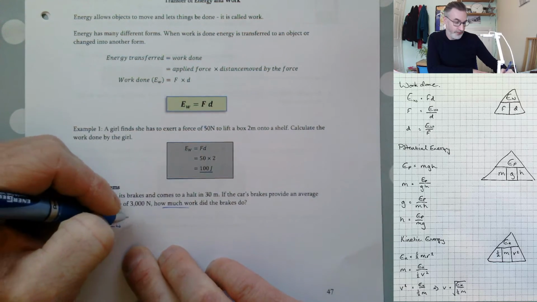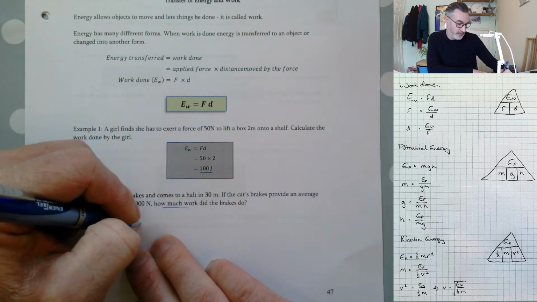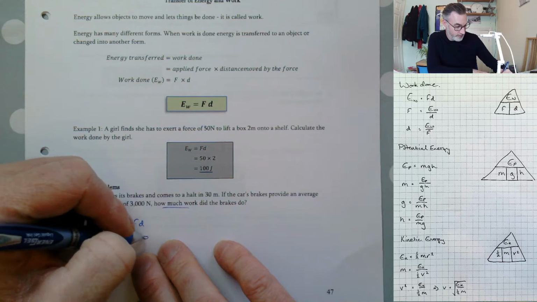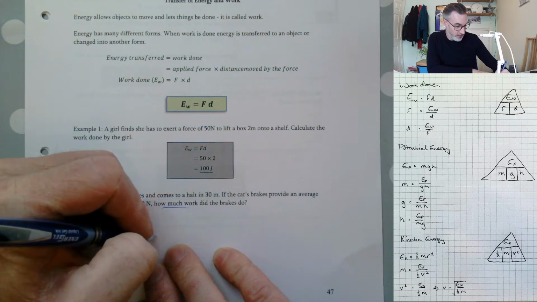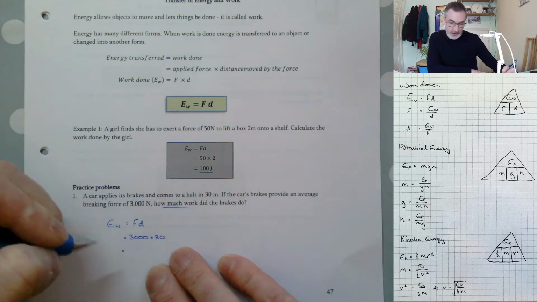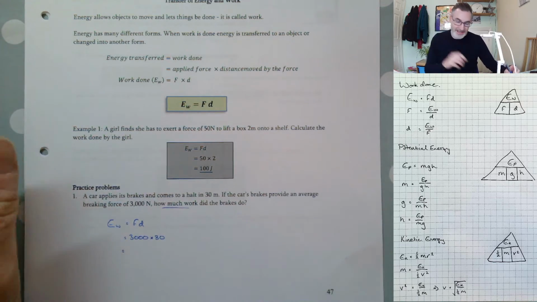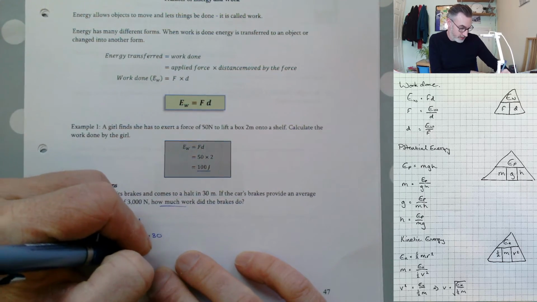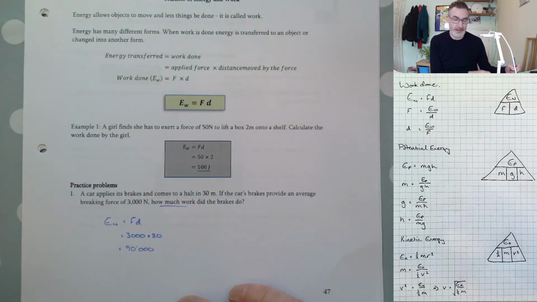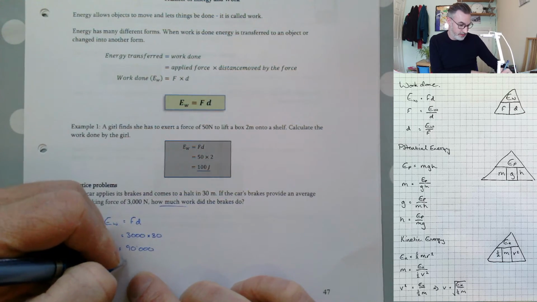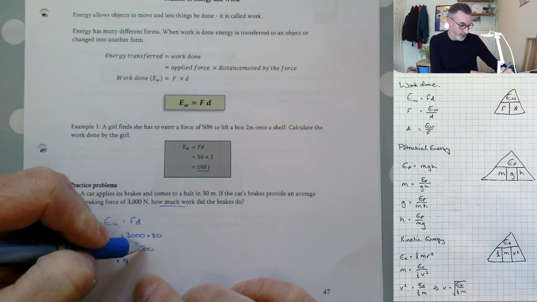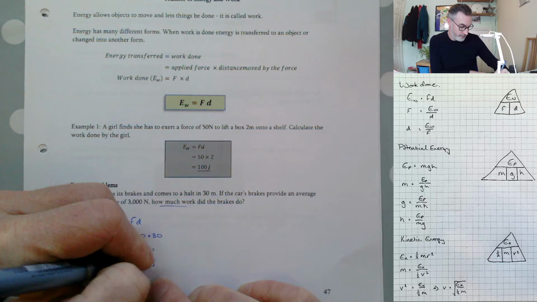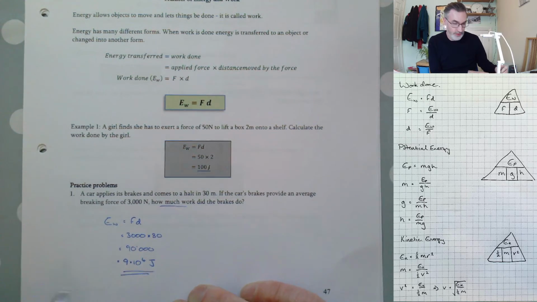EW is equal to force times distance. We have a force of 3,000 newtons. Multiply that by 30. That's going to come out as 90,000. Although I'm not going to write it as 90,000, I'm going to convert that into scientific notation. So we'll have 1, 2, 3, 4. 9 times 10 to the 4 joules.